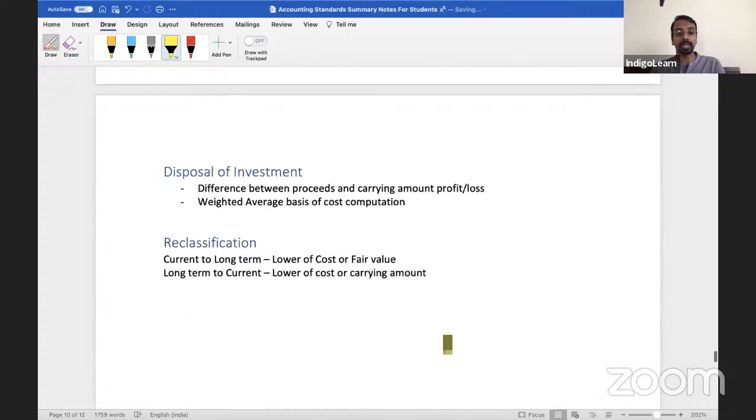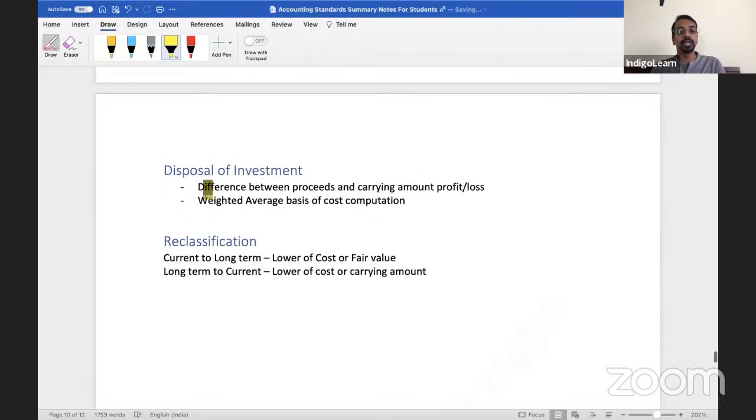Now let us move on to the next aspect, disposal. Whenever there is a disposal of investment, the difference between the proceeds and carrying amount will be credited to the P&L. You will use weighted average basis of computation. You will not use first in first out, you will use weighted average.